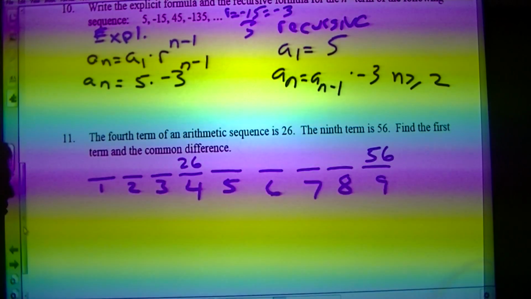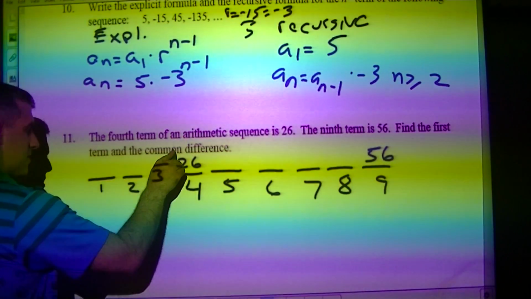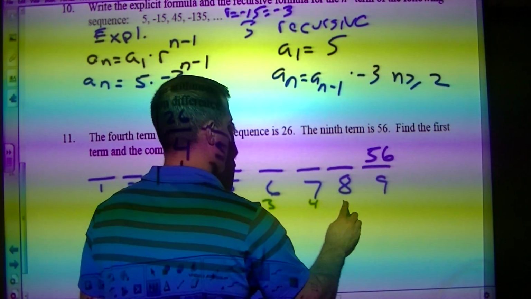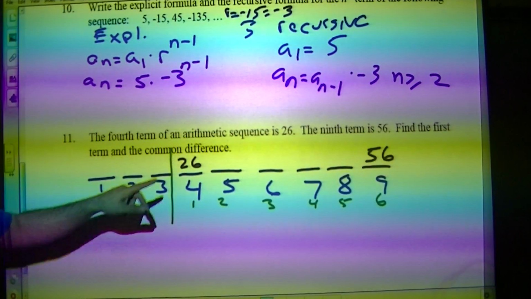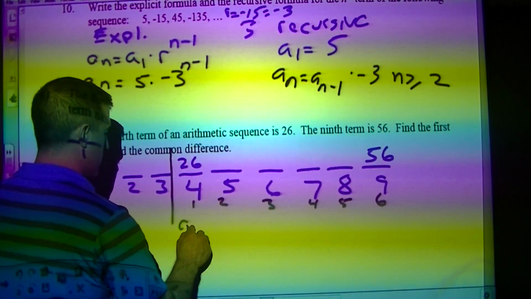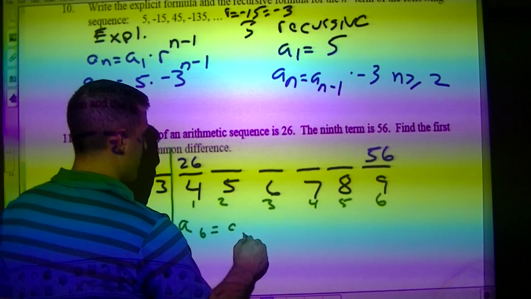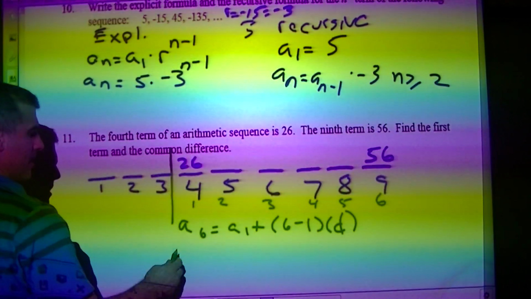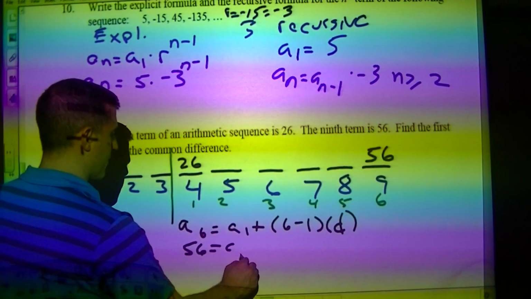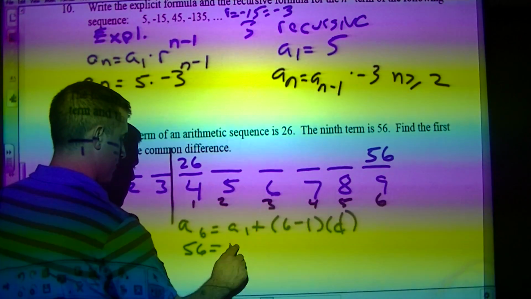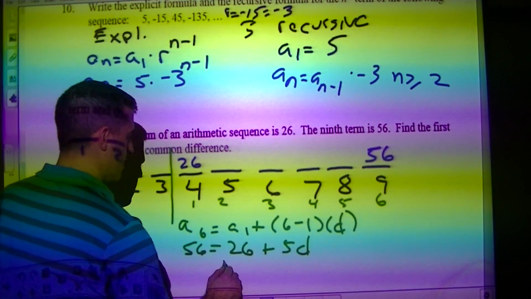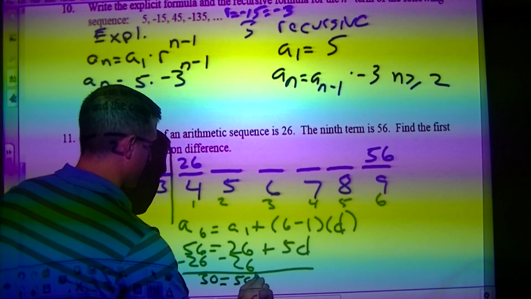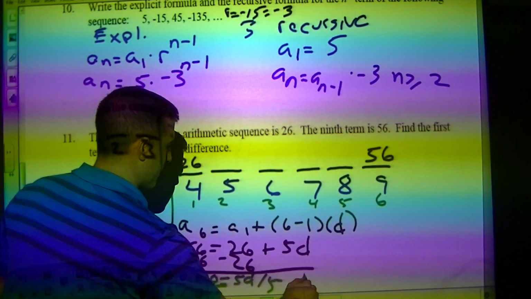Now, what you should do to do this problem is pretend like your sequence starts here. Really, this is 1, 2, 3, 4, 5, and 6. Okay? Since it's arithmetic, I'm going to use this, A6 equals A1 plus 6 minus 1 times D. Now, I know the sixth term is 56. I know the first term, which is 26. And that's going to be 5D. So I subtract 26. That's going to be 30 equals 5D. If I divide by 5 there, my difference is 6.